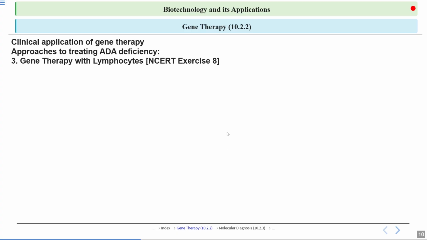Now, first we have to talk about bone marrow transplantation. Second, we have to talk about enzyme replacement. In bone marrow transplantation, we are replacing the bone marrow, which will now produce cells with that gene.